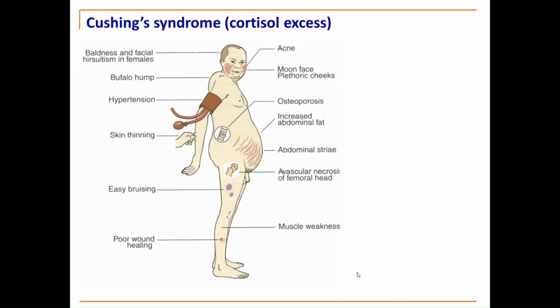So this is just showing some of those other signs and symptoms that you may get. So you can start to put it all into context. So there's baldness and facial hirsutism, as we talked about in females. Acne, that moon face we talked about. What didn't we mention? Muscle weakness, easy bruising, skin thinning. So most of them are there, but also hypertension.